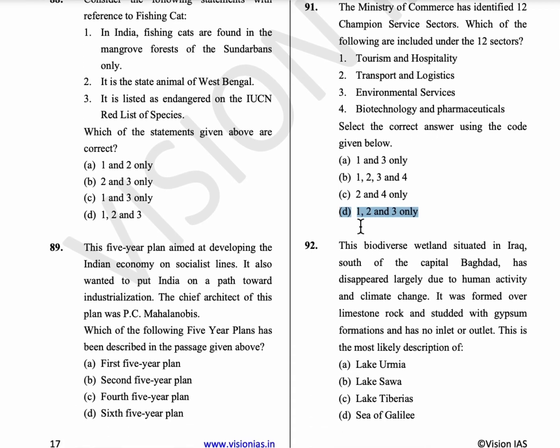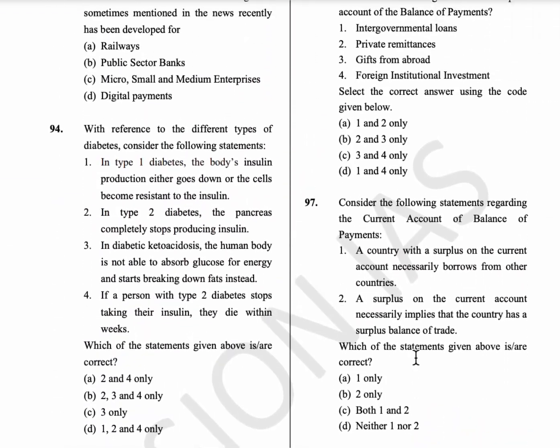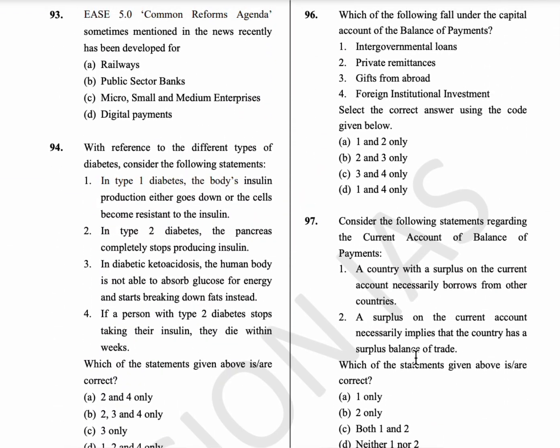Okay, so 92nd question. This biodiverse wetland situated in Iraq, south of the capital Baghdad, has disappeared largely due to human activity and climate change. It was formed over the limestone rock and studded with gypsum formations and has no inlet or outlet. So this is most likely the description of Lake Sawa. Option B.